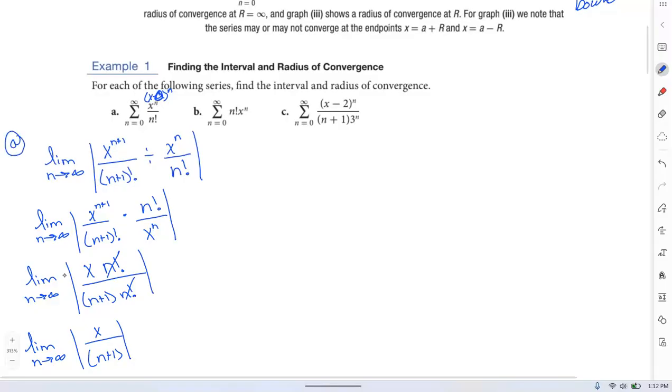That's part A. B is a little bit different. We're looking at the sum from n equals 0 to infinity of n factorial times x to the n. So we're going to apply that ratio test, looking at the limit as n goes to infinity. So this is n plus 1 factorial x to the n, and we're going to divide by n factorial x to the n. Don't forget the absolute value. Clean up my notation here.